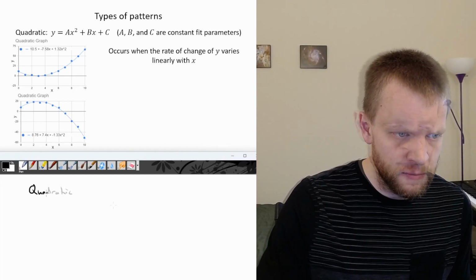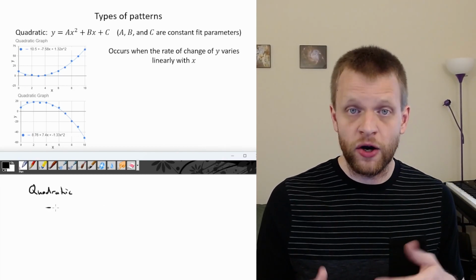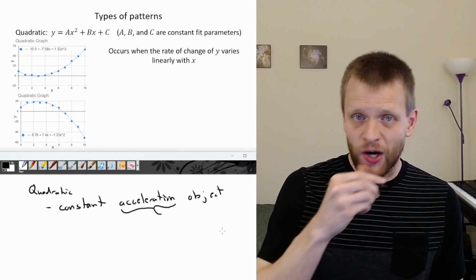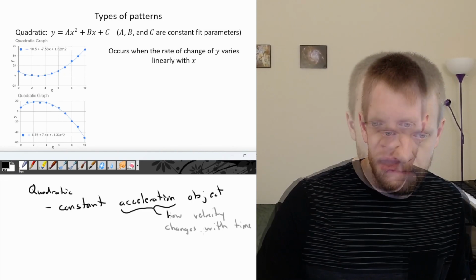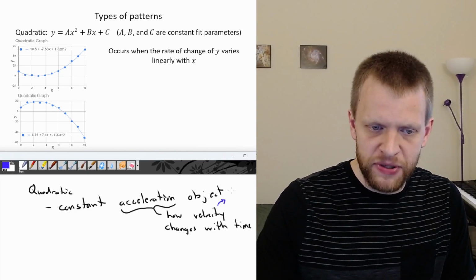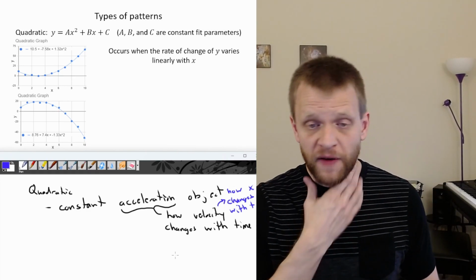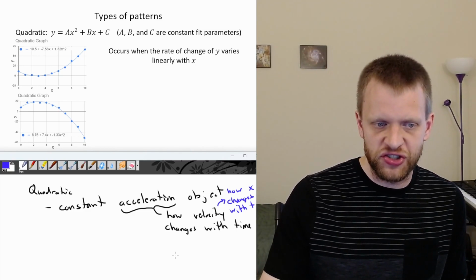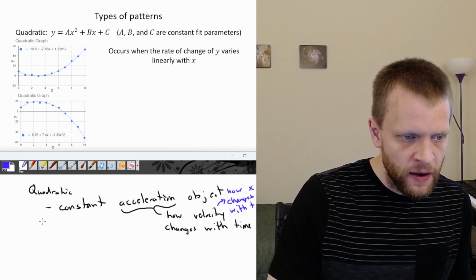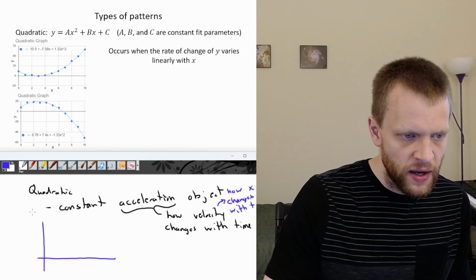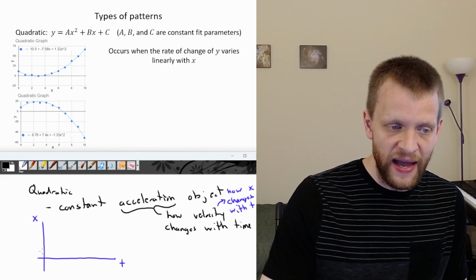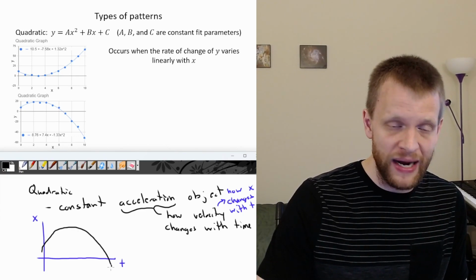For quadratic, let's say I have a constant acceleration system. Acceleration is how velocity changes with time. But we also said that velocity was how position changes with time. So if I have this kind of constant acceleration system, and I do a graph of position on the vertical axis and time on the horizontal axis, that should give me one of these parabolas.